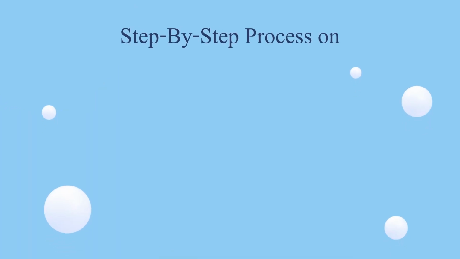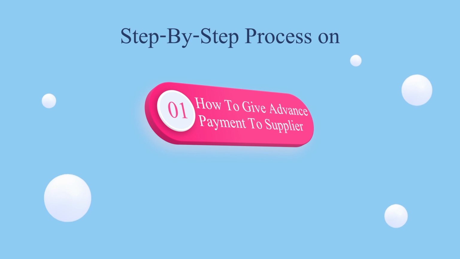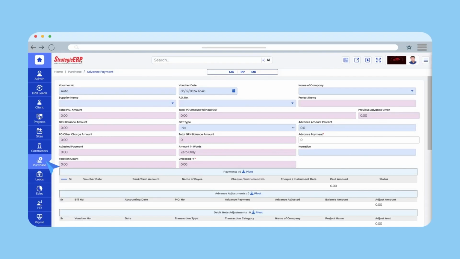Let us understand the step-by-step process on how to give advance payment to supplier in Strategic ERP. In advance payment, under Purchase Management module, select the name of company and supplier name. Based on the selected supplier, select the PO number against which the advance payment will be made.